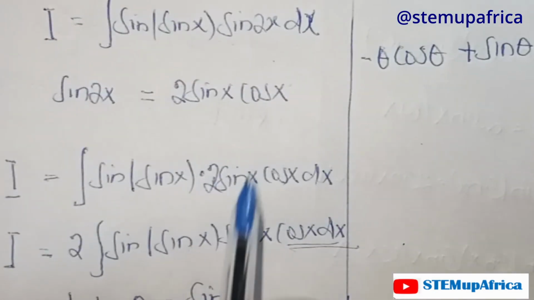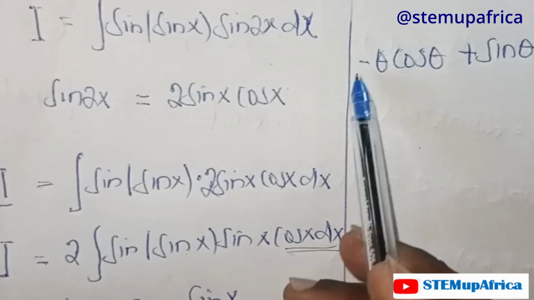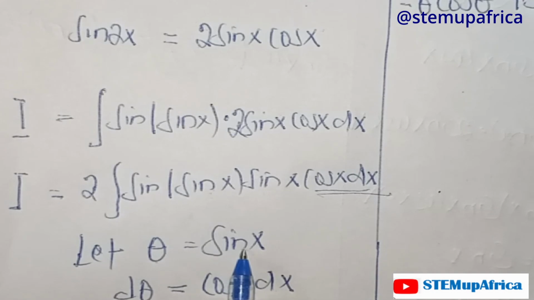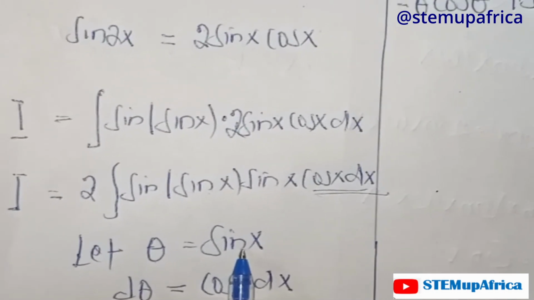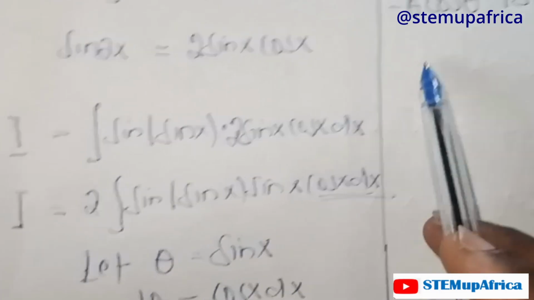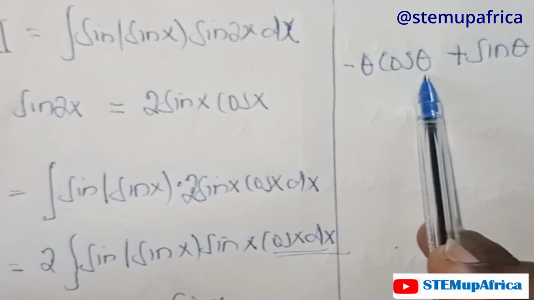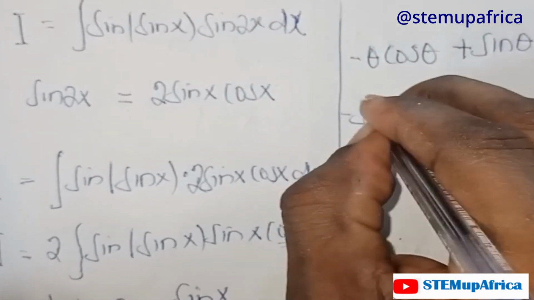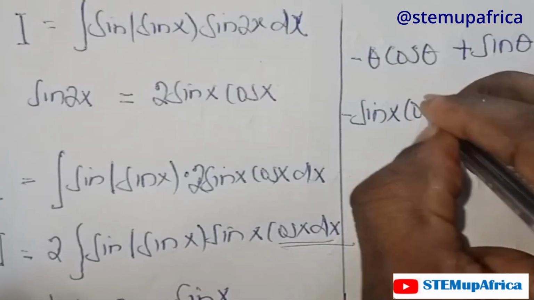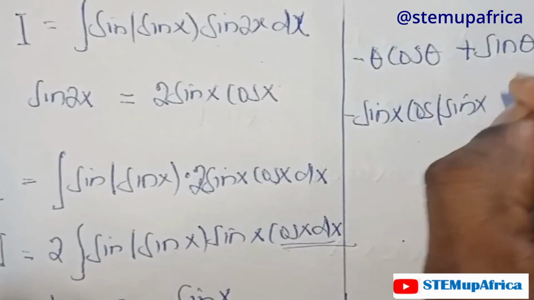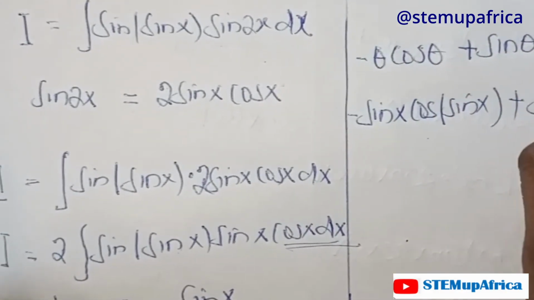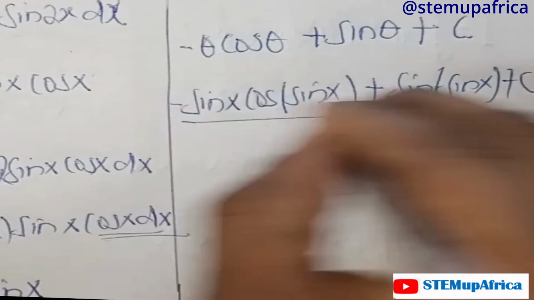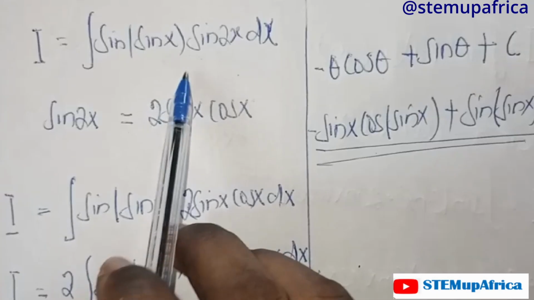But if you look at the original question, we are solving in terms of x, not theta. So I have to recall what I took as theta. My theta was sin x. So anywhere I say theta, I will put sin x in place of theta. So in place of this theta, I'm putting sin x, and in place of this theta, and in place of this theta. I'm going to have minus sin x cos(sin x) plus sin(sin x) plus c. So this is the solution to the original question.